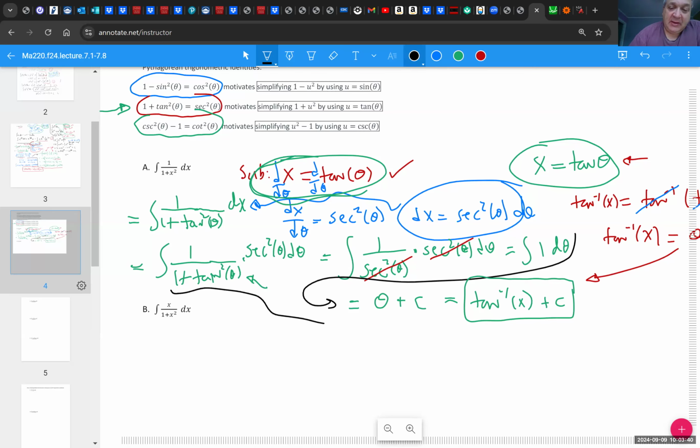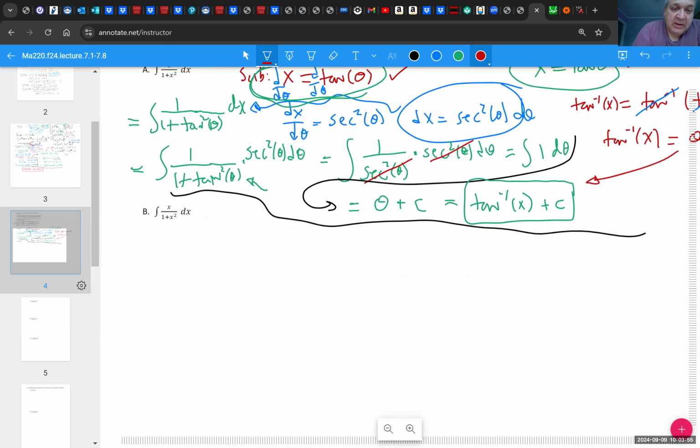So for example B, I have 1 plus x squared again. So same formula. We have the 1 plus u squared, 1 plus a thing being squared, u just representing whatever you want being squared. In this case, it's just x being squared. So once again, I can use x is equal to tangent theta. And it's the same process, right?